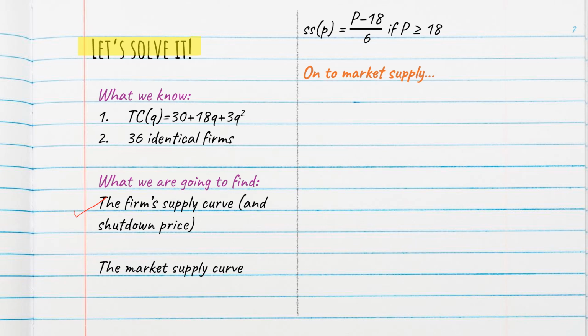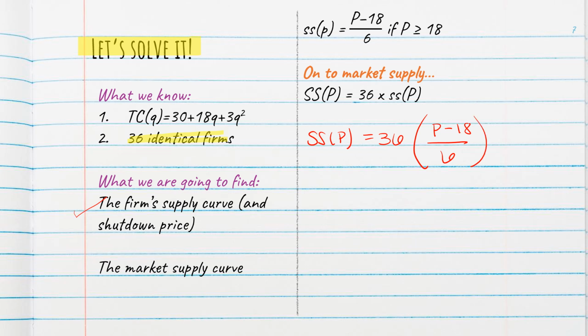Finding the market supply curve is simple. It's just a matter of multiplying the firm supply curve by the number of firms in the market. This, of course, hinges on the fact that these firms are identical. So, plugging in what we know, we get that the market supply curve is equal to 36 times (P minus 18) divided by 6. This is all if price is greater than or equal to 18.